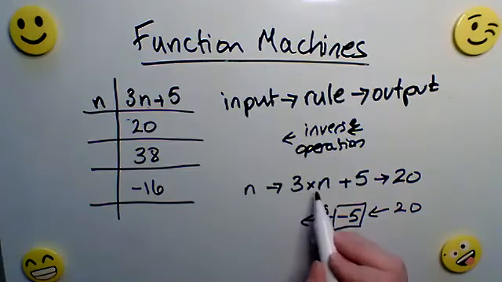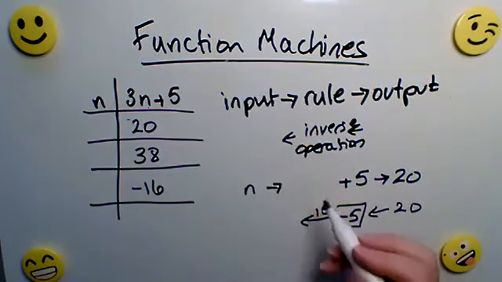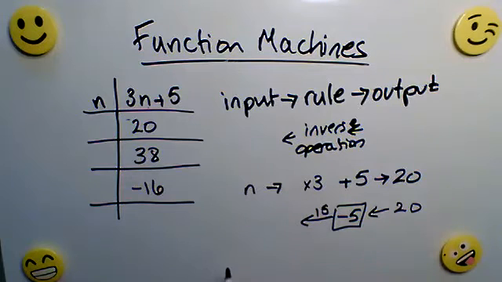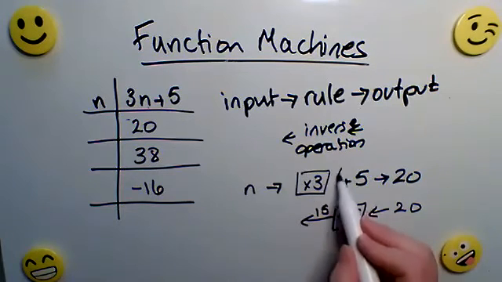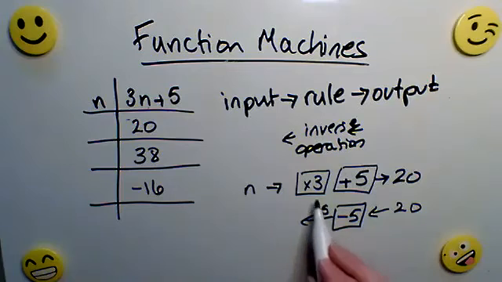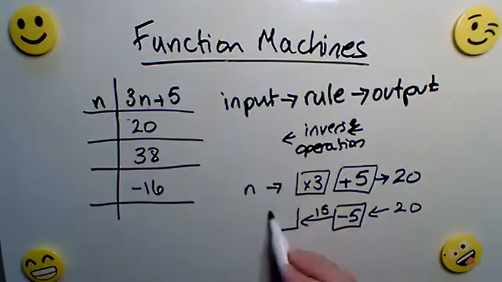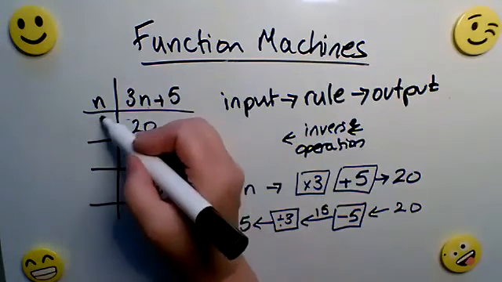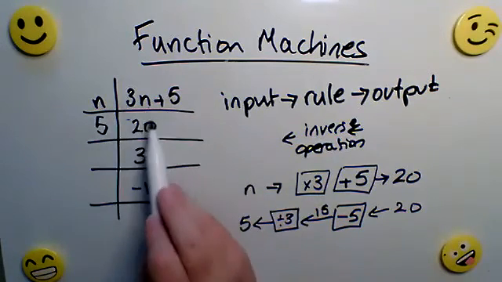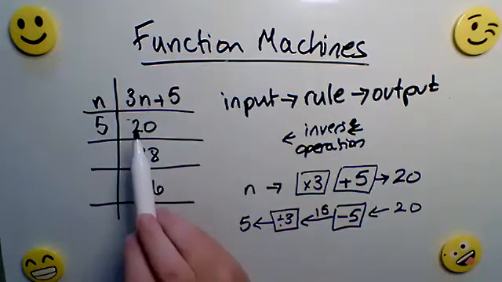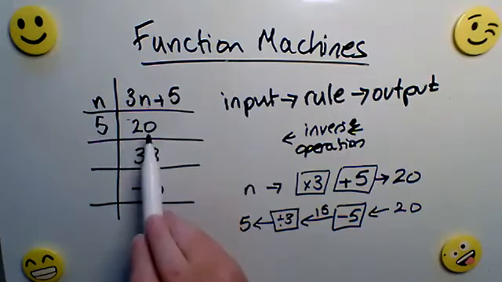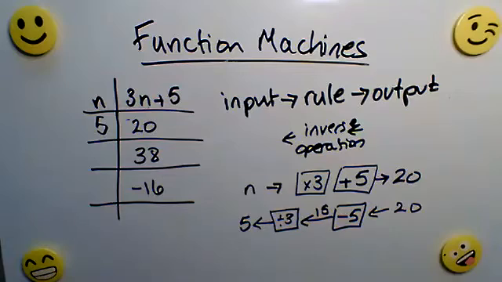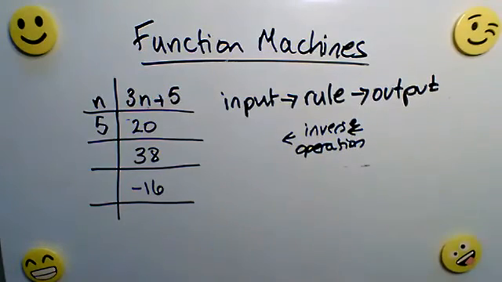Now this was 3 times n, so I'm just going to say that n is being multiplied by 3, then adding 5. Now I'm going to do the opposite of multiplying by 3, which is to divide by 3, and 15 divided by 3 gives me an n value of 5. So when n is 5, 3n plus 5 is 20, and you can always double check this. 3 times 5 is 15, plus 5 gives me 20. Let's have a look at the next one.